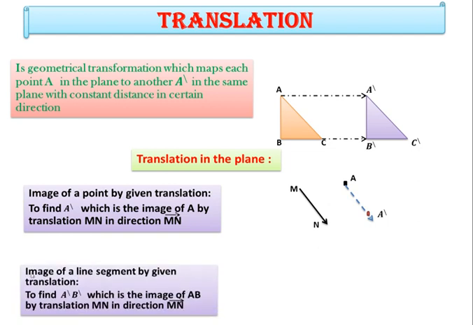Another case is the image of a line segment by a given translation. We find A dash B dash, which is the image of AB by translation MN in direction MN, from M to N. Like this, this is the direction from M to N, and we have AB. First we get the image of A, which is A dash, then the image of B, which is B dash. The image of AB will be A dash B dash.